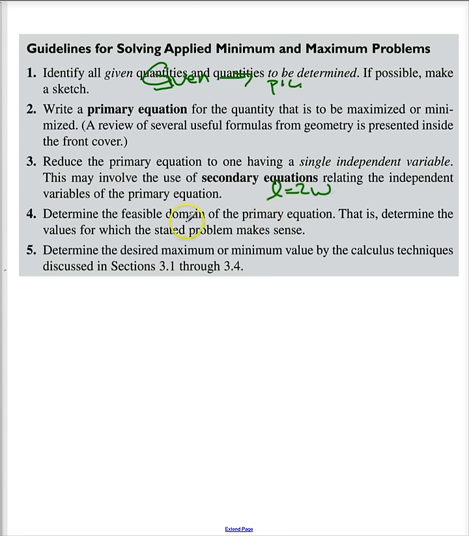Then you're going to determine the feasible domain of the primary equation. Okay, if we're looking at distances, then all lengths must be positive. If we're looking for areas or volumes, again, then all of your lengths must be positive. And then you determine the desired maximum values. Okay, how do we do that? Well, you take the first derivative and set it equal to 0.